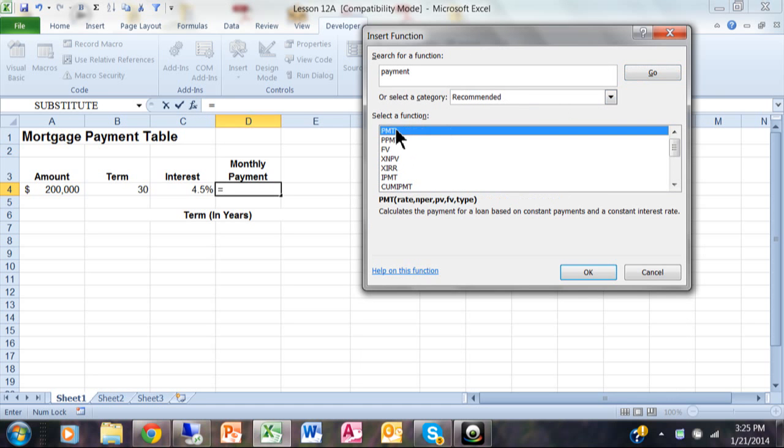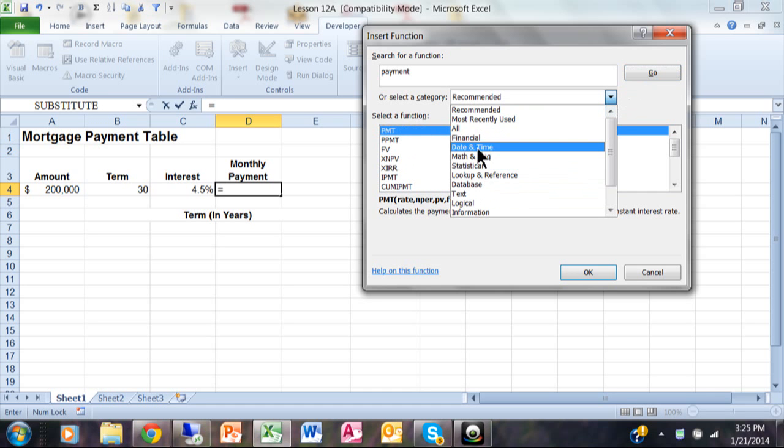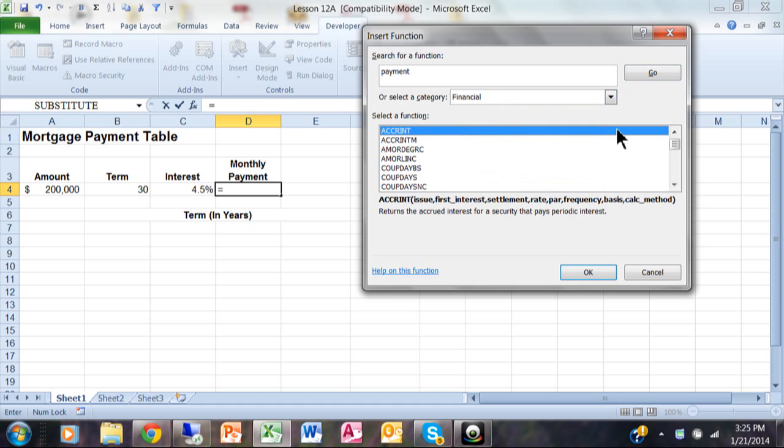and find the PMT function, or another way to find it would be that it's under the financial category. And these are all financial-based functions. Perhaps we'll have other videos about some of these other functions, but let's go with one that's called PMT. And if we look at the description here, calculates the payment for a loan based on the constant payments and a constant interest rate. And that's exactly what we want to do. Now, of course, you can get more help on this function by picking on help right there, but we're just going to go right for it. I'm going to click on OK.